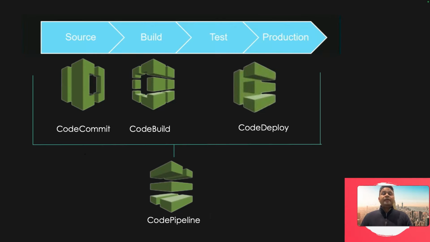CodeBuild is another tool for building the code. So the build part, where we are compiling the code, doing some sort of syntax checking using some tool, producing an artifact, and running a unit test. You can do all of this here, and how we do it is we write a buildspec file, which is a configuration file.